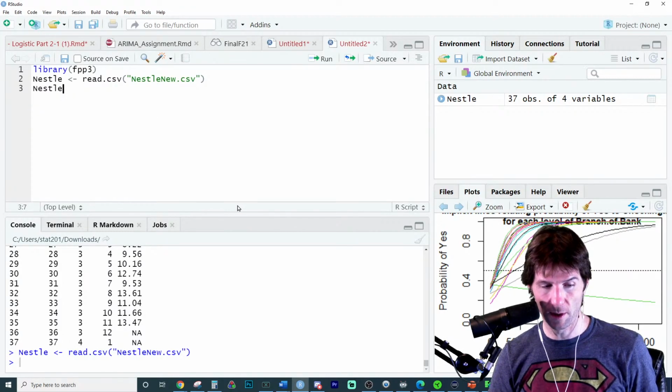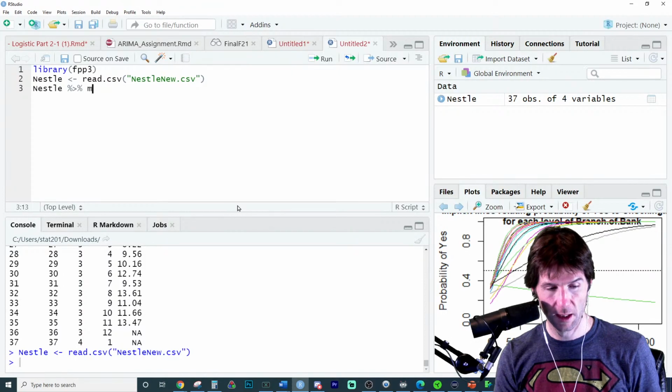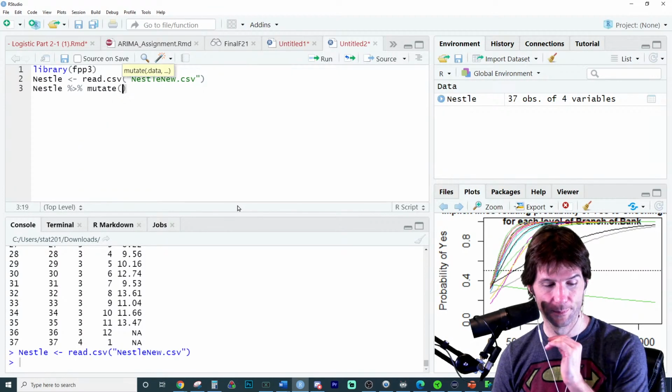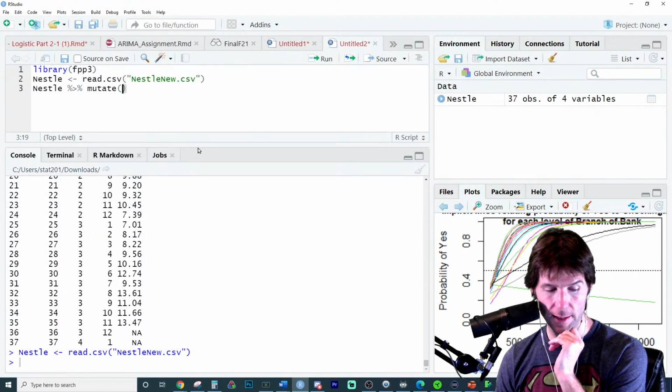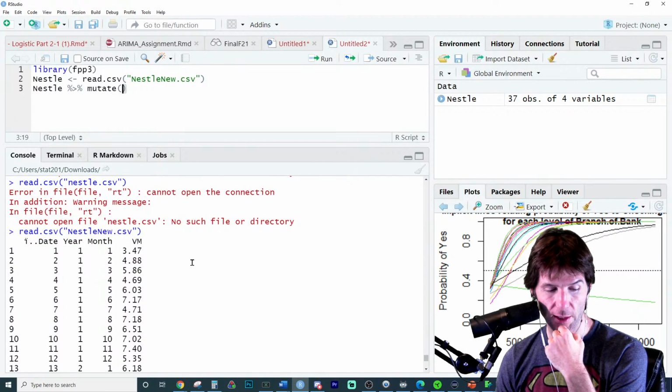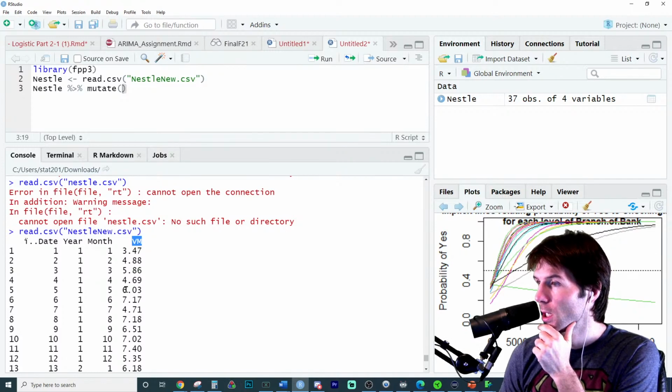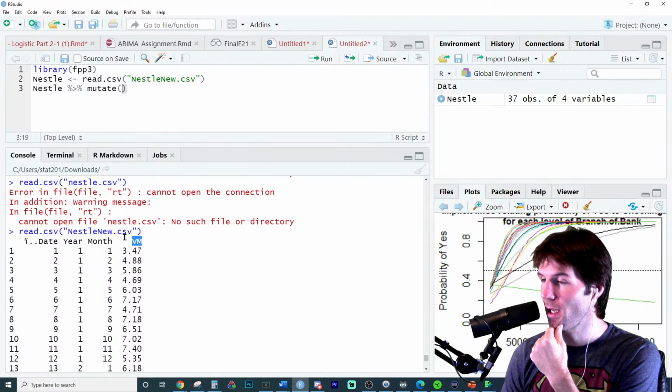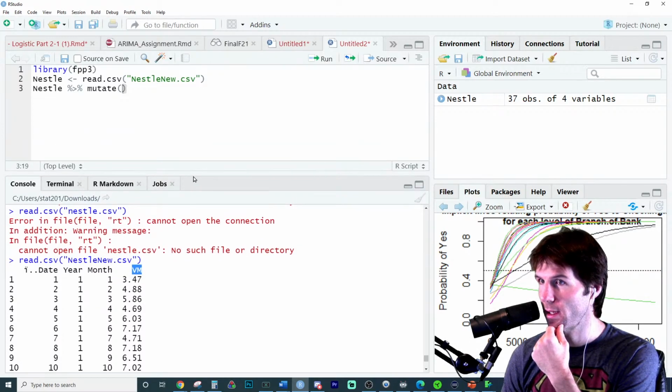I always cheat and look at the book, but I'm going to try to do it from memory so I'm not cheating today. We want to mutate. Mutate can be used to add on a new column. See, there's the volume in millions right there. We want to create, because can't we just create a variable like with the yearmonth function? I'm trying to think here.